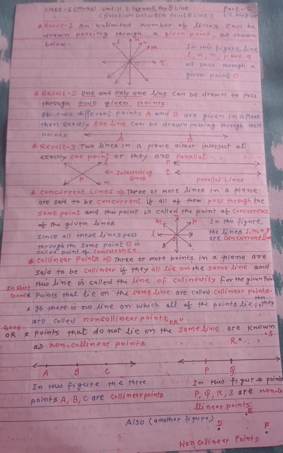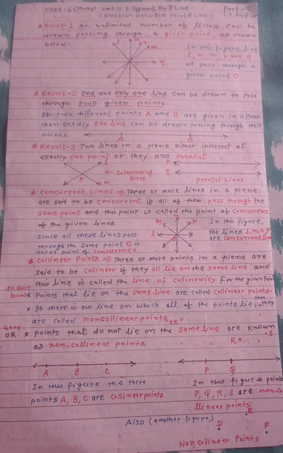Result 2, one and only one line can be drawn to pass through two given points. If two different points A and B are given in a plane, then exactly one line can be drawn passing through the points. 2 points A, B, so we can draw one and only one line AB through these points.